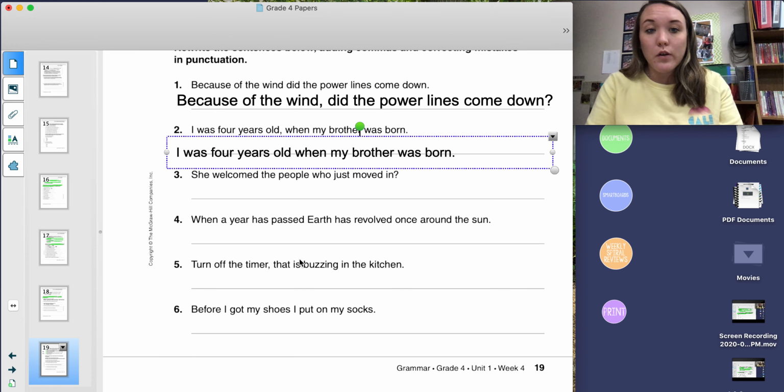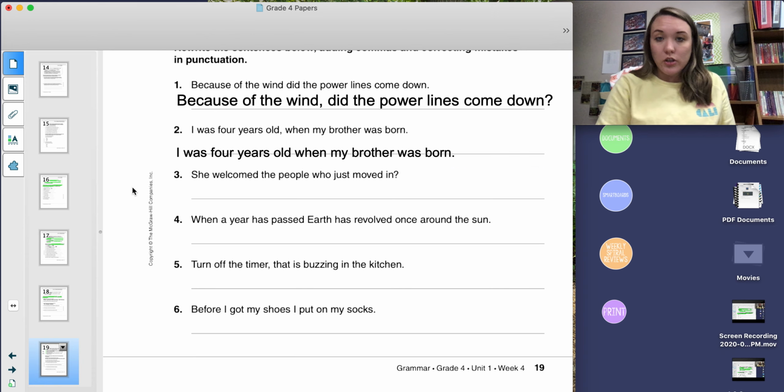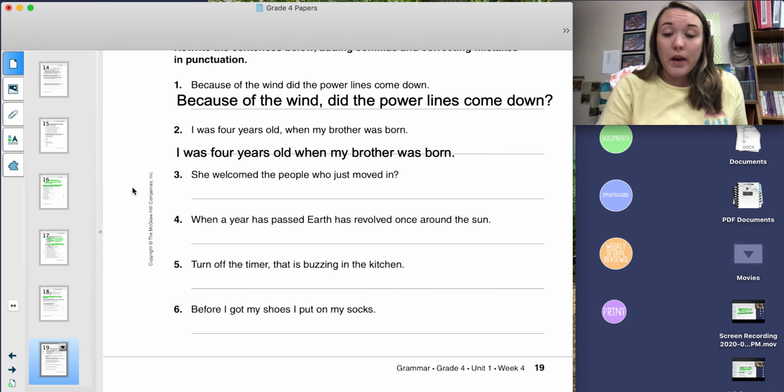As always, if you have any questions, please feel free to reach out to one of the reading teachers. After you complete these pages on Thursday, your grammar quiz will be posted on Google Classroom.